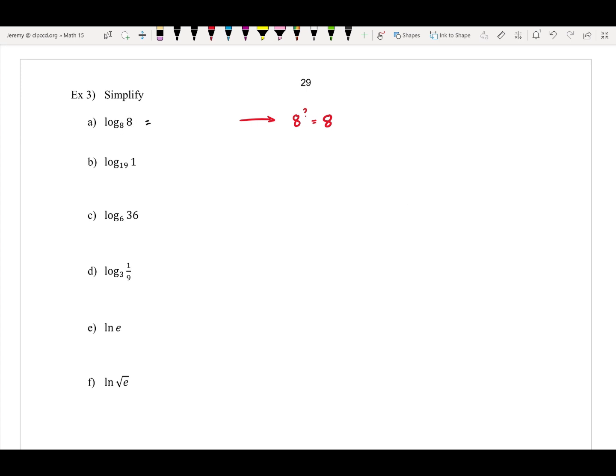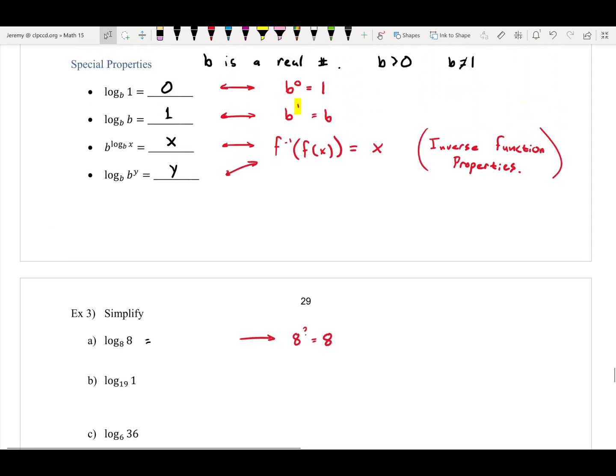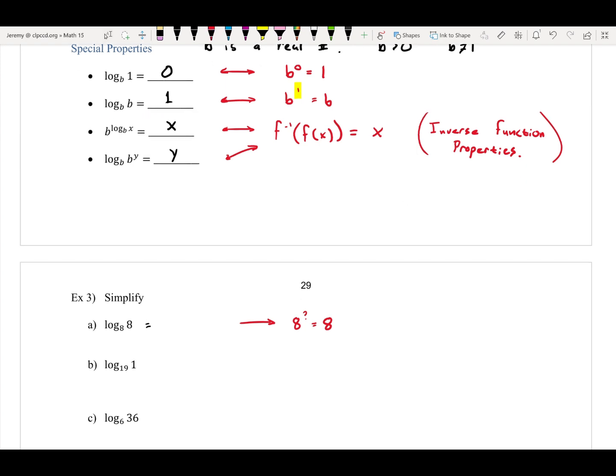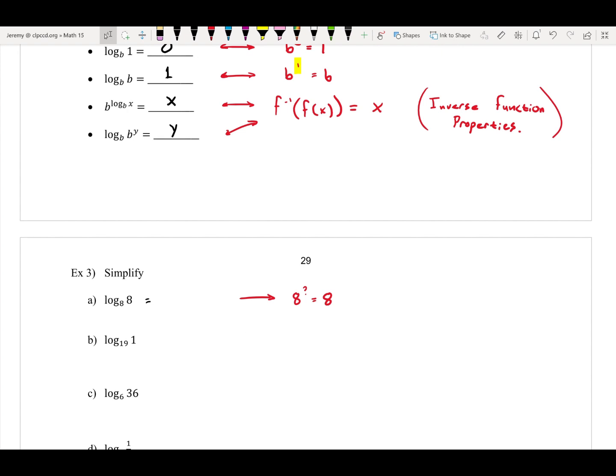So this is actually one of our special cases, special case number 2: log base b of b is equal to 1. So this is just going to be equal to 1.